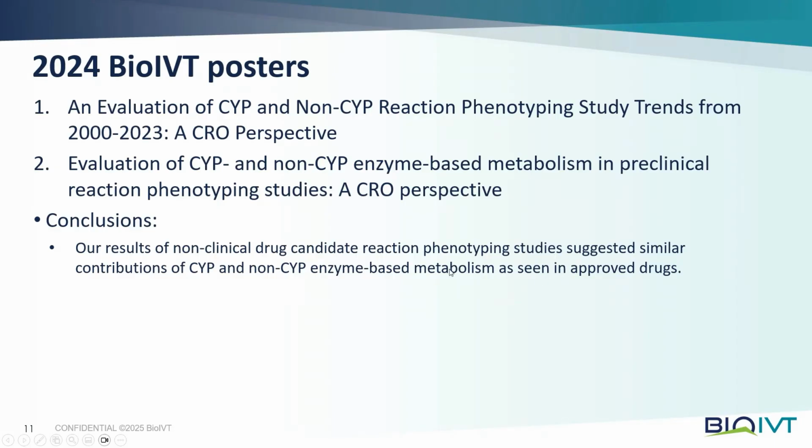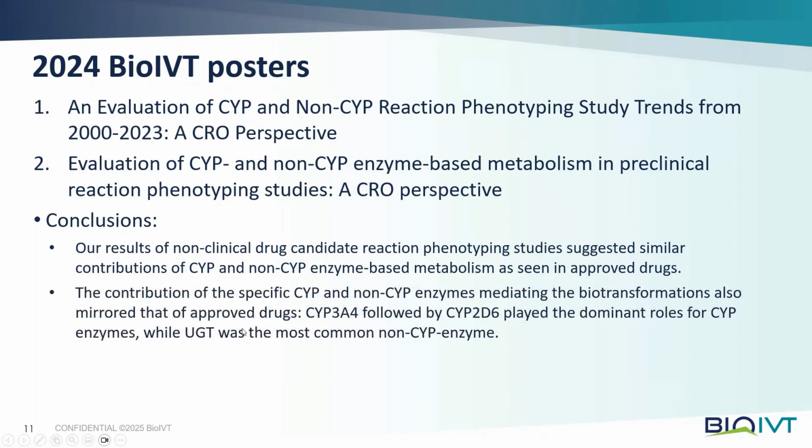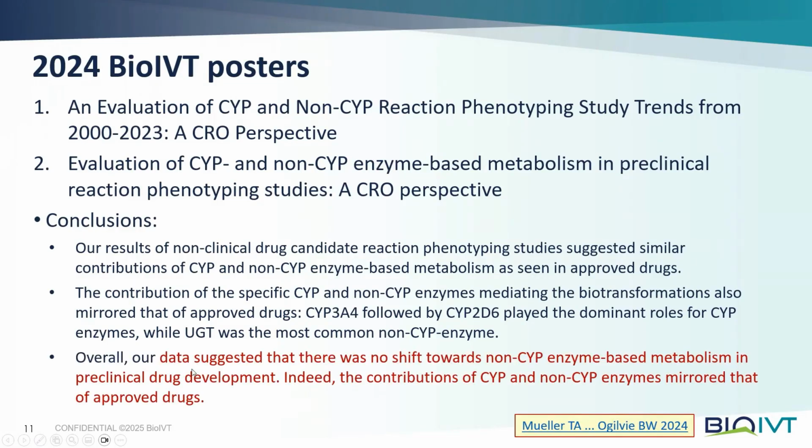And it suggests that we had similar contributions of those as is seen in the approved drugs like in the previous studies. And the contribution of specific CYP and non-CYP enzymes mediating biotransformations also mirrored that of approved drugs. So CYP3A4 followed by CYP2D6, like we've come to expect over this 20-year period, played dominant roles for CYP enzymes where UGT was the most common non-CYP enzyme. But overall, our data suggested there was certainly no shift toward non-CYP enzyme-based metabolism in preclinical drug development. And indeed, the contribution of CYP and non-CYP enzymes mirrored that of approved drugs.